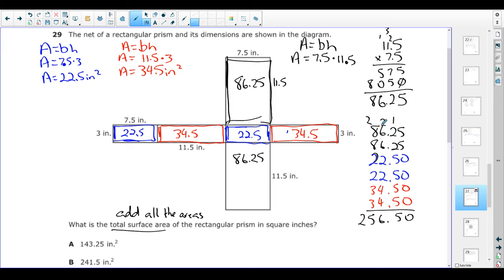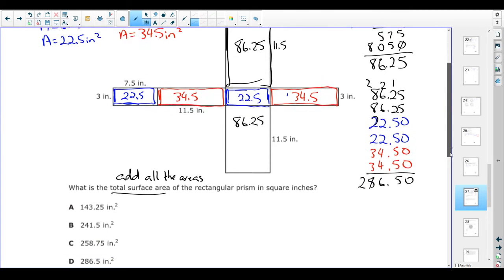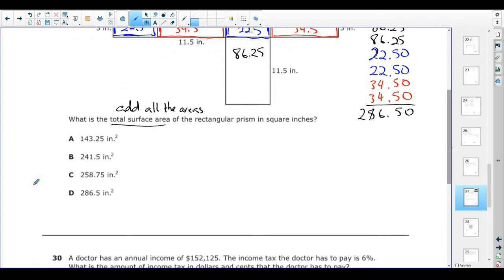20, 25, 12, 14, 16, 18, 26, okay, 18, 20, 22, 25, oh, 28, 286.50. Hey, everybody makes mistakes. That's an answer now, 286.5.